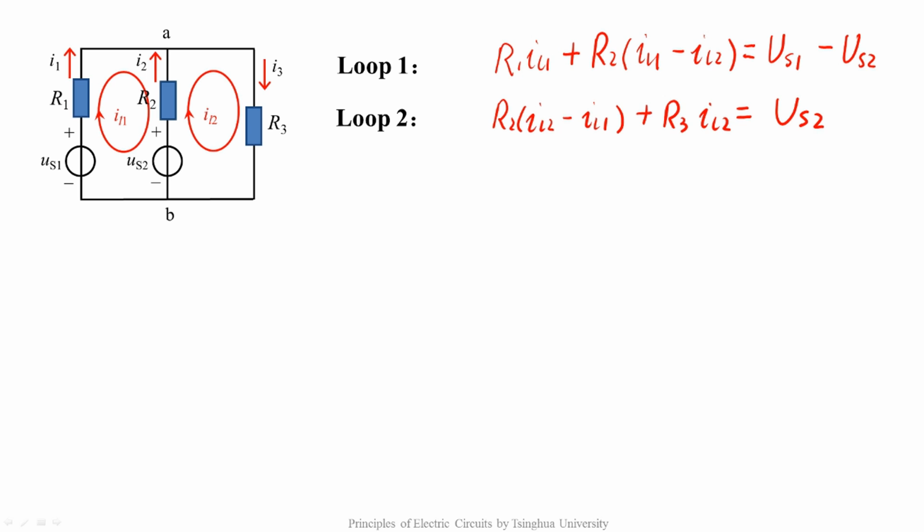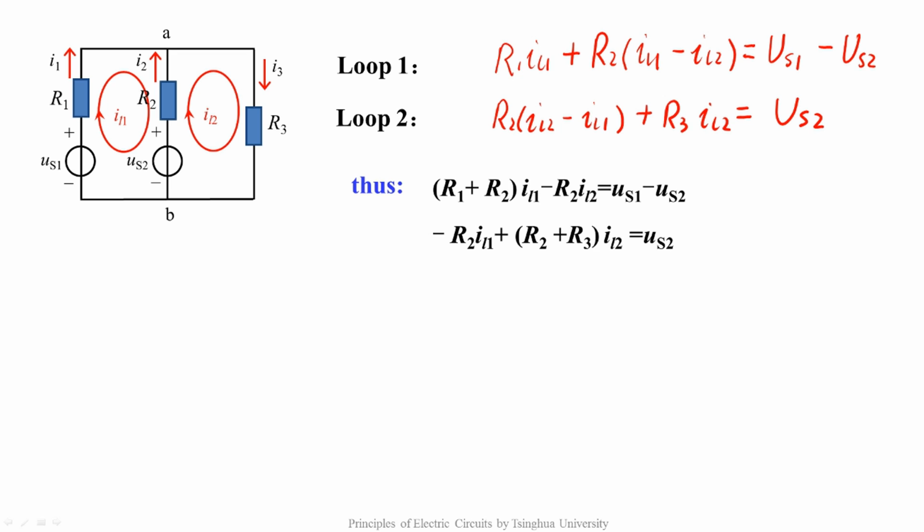Note that we write the equations always in terms of the loop currents. These three branch currents shall never appear in the loop current equations. Okay, we rearrange these equations by incorporating the coefficients of IL1 and IL2, then we get such a form. It is actually the standard form of the loop current equation.